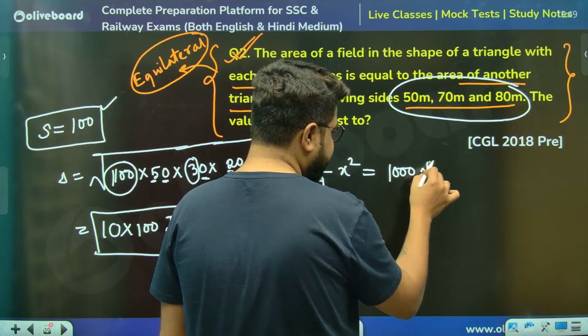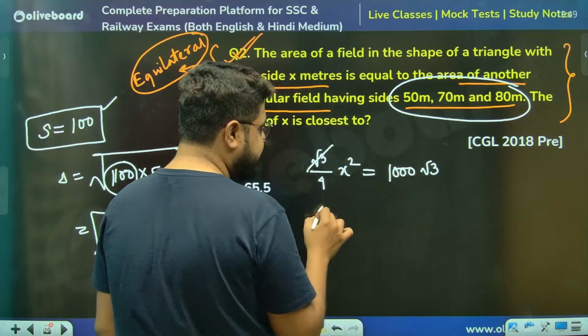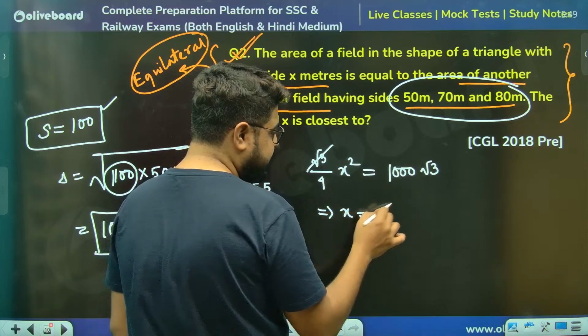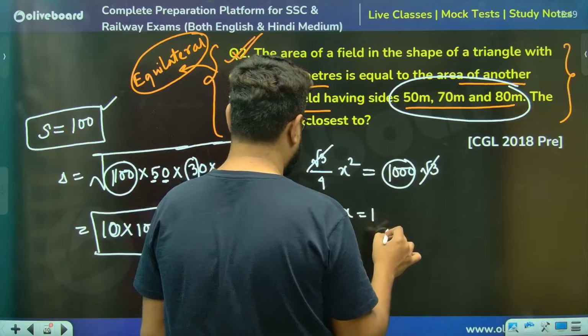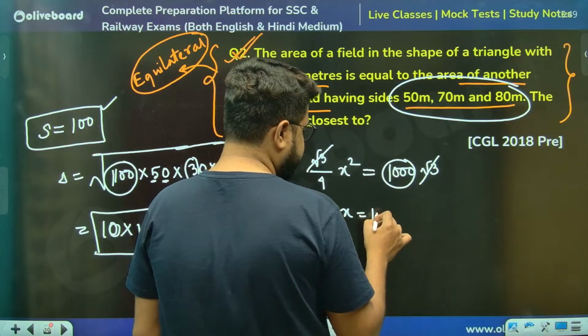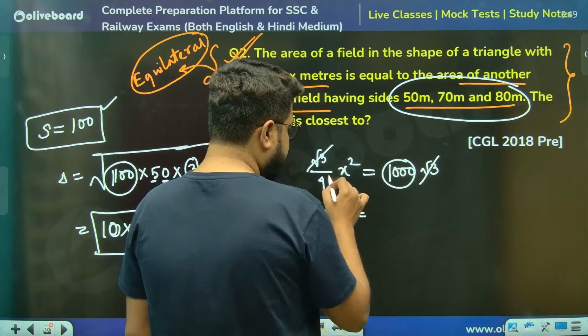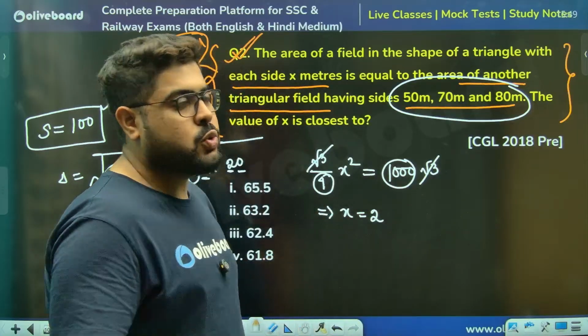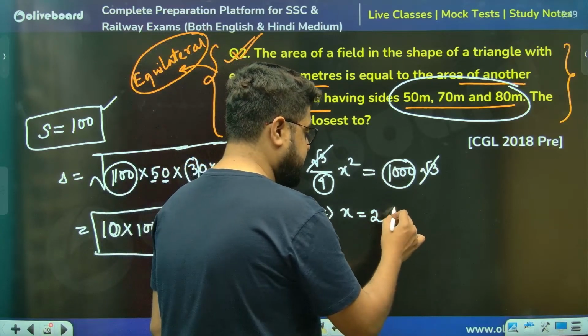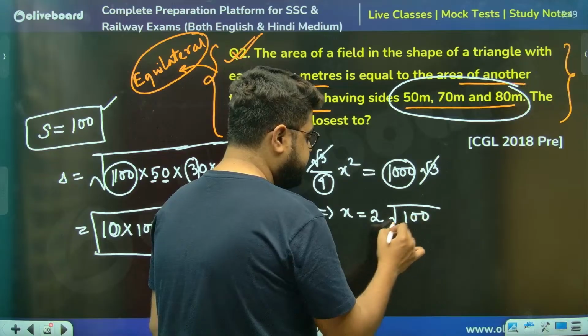1000 root 3. Root 3 cancels. The x value will be... this will become 1000. So the root is of 1000, not 100. That's the big problem, sir.